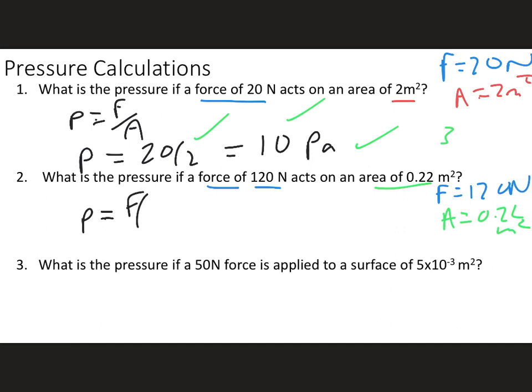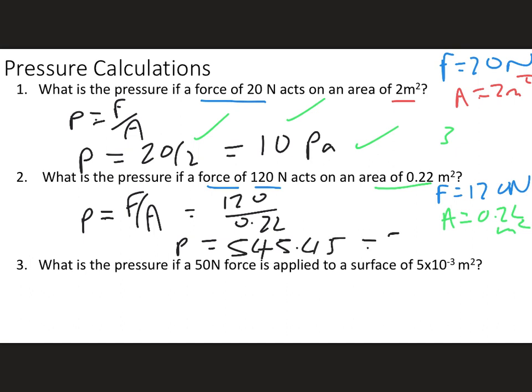Pressure equals force over area. Okay, that's going to equal 120 over 0.22. So my pressure is going to equal, again, you can put that into your calculator to get the correct answer. I get 545.45 recurring. So I'm just going to round that to 545 and put that as pascals.